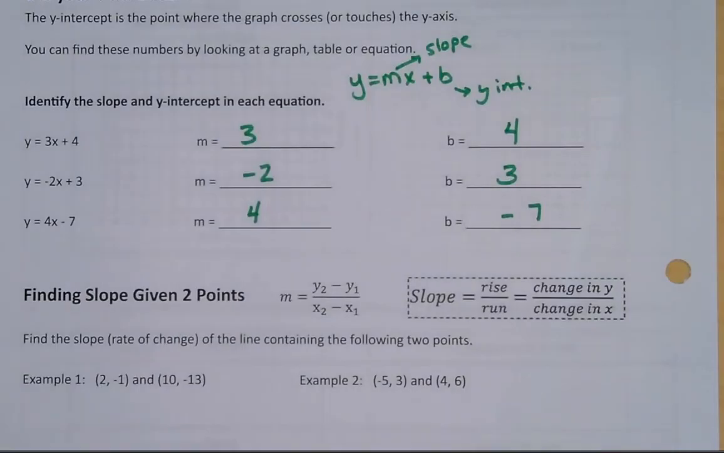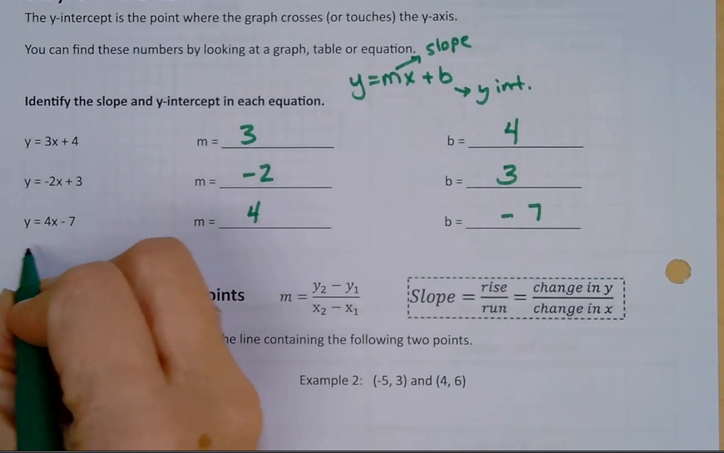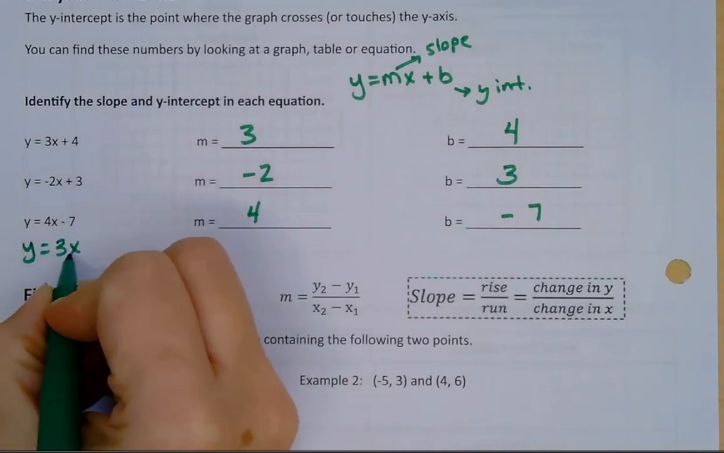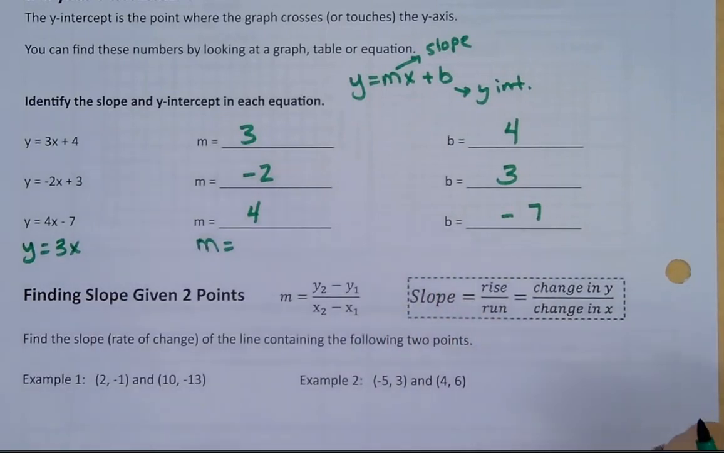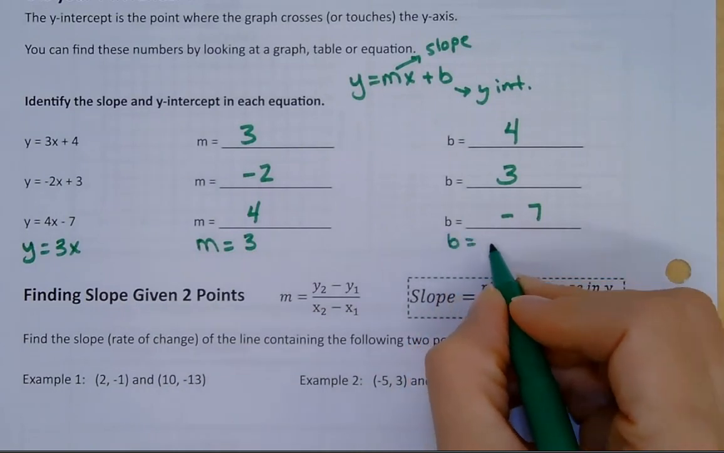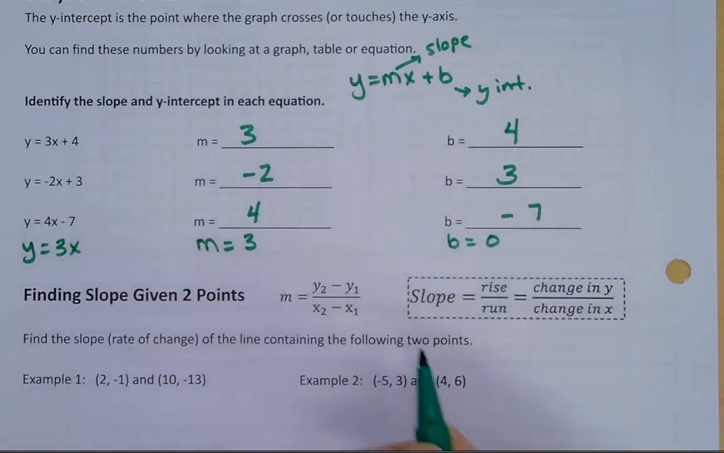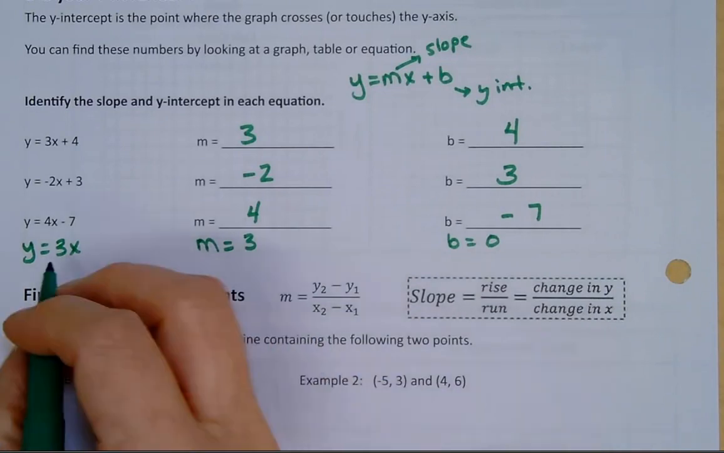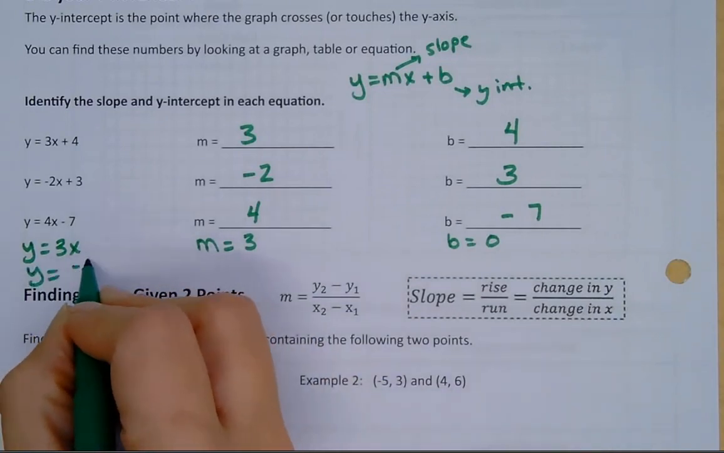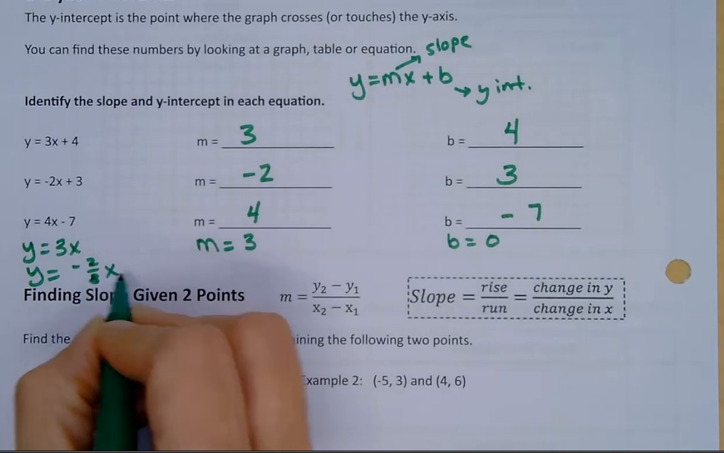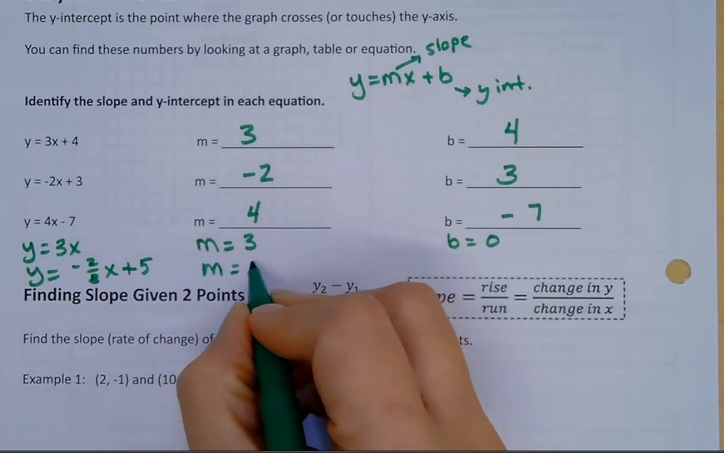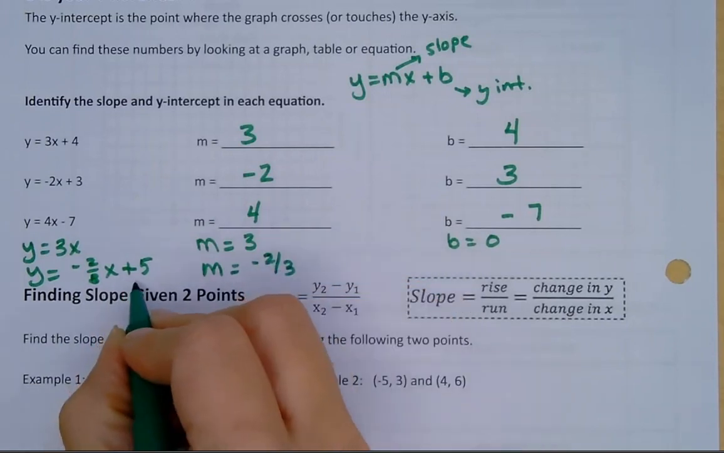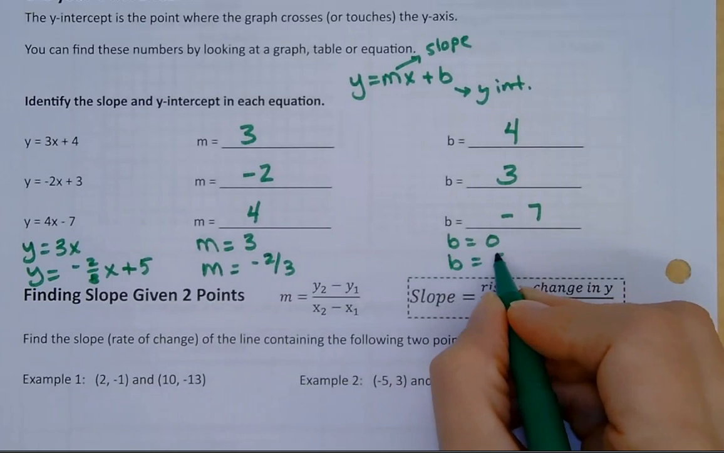If I had something like y equals 3x, and that's all I had, the slope is the number attached to that x, so my slope would be 3. My b, my y-intercept, is 0. There's no number here, which means I'm crossing through the origin. And if I have something that gives me a fraction, like y equals negative 2/3 x plus 5, then I know my slope is negative 2/3, and I would be crossing my y-axis at b equals 5.